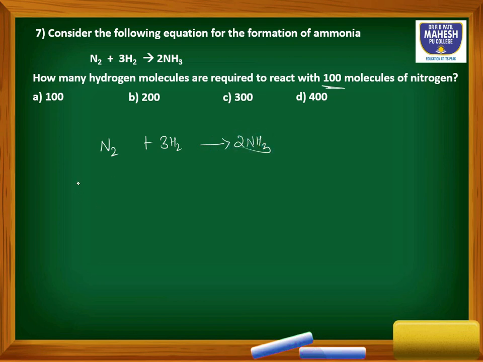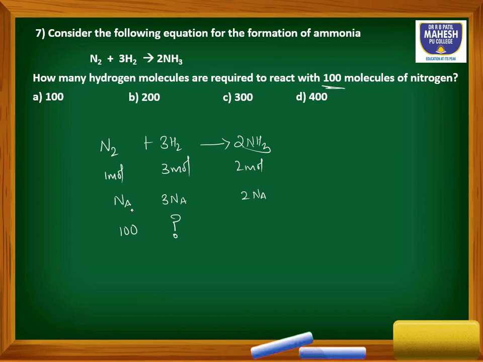Students, here 1 mole of nitrogen reacts with 3 moles of hydrogen to form 2 moles of ammonia. In terms of number, 1 mole means 1 Avogadro number. 1 Avogadro number of nitrogen molecules reacts with 3 Avogadro number of hydrogen molecules to form 2 Avogadro number of ammonia molecules. Okay, they given how many hydrogen molecules are required to react with 100 molecules of nitrogen.